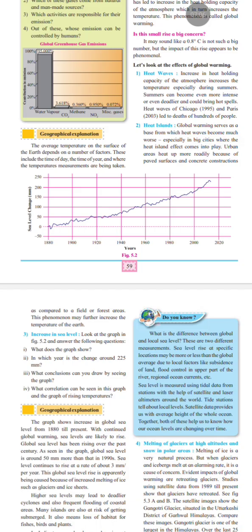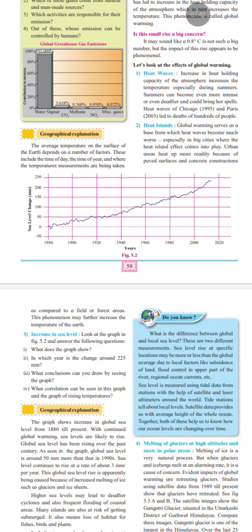Question 2 is, in which year is the change around 225 mm seen? A change of around 225 mm is observed in 2018. Question 3 is, what conclusions can you draw from the graph? The graph shows global sea levels are rising continuously, and if global warming continues, sea levels are likely to rise further in the future.